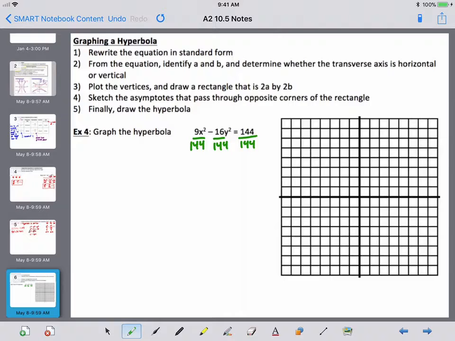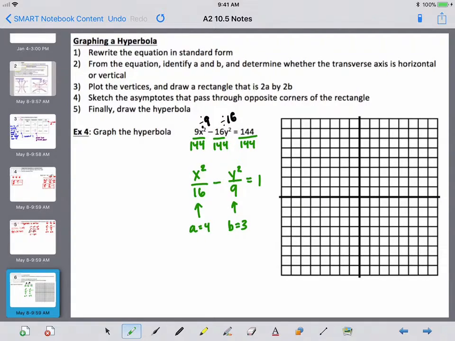9 and 144 are both divisible by 9, so this will reduce down to x squared over 16, if you just divide this whole first fraction by 9. If you divide that next fraction by 16, you end up with y squared over 9. We get that by dividing the numerator and denominator here by 16, and 144 divided by 144 is 1. So now we see our a value is 4, and our b value is 3. So just the square root of those denominators.